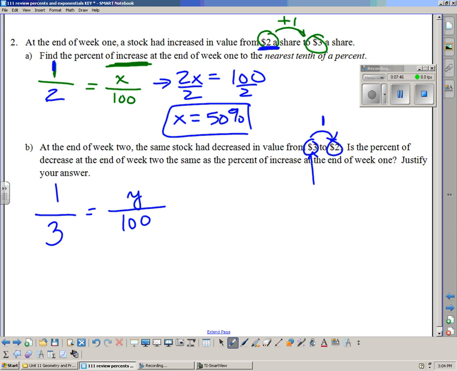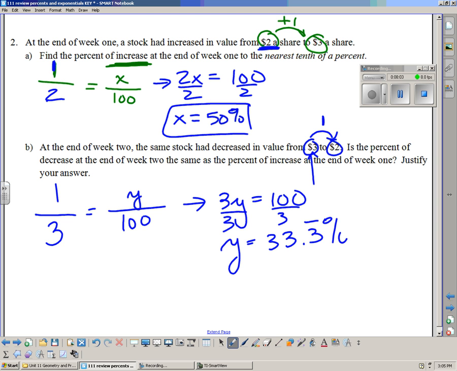So we went down $1, but now we were coming from not 2, but 3, because it's the change over the original. So I have 1 over 3 equals Y over 100. If we cross multiply here, we get 3Y equals 100. Divide by 3, and Y is 33.3 with a bar over it percent.